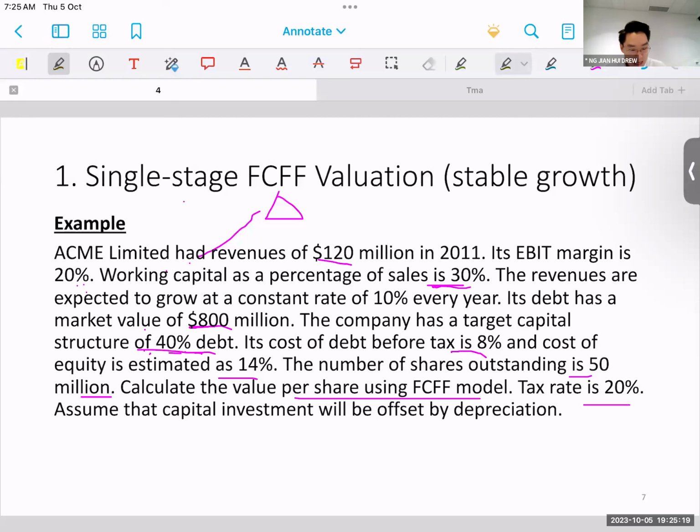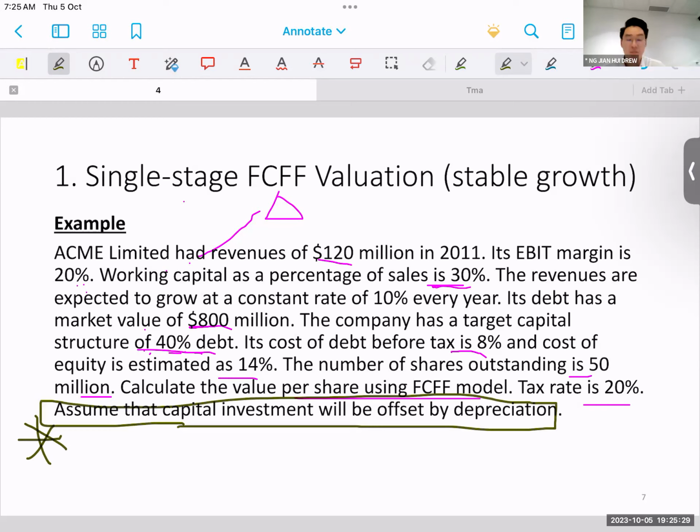And this last assumption is super important. I would like to put a big star here, that the capital investment will be offset by depreciation. So this is very important. It might not always be like this. Later there will be one more example where you see that the offsetting doesn't happen, but this is an important assumption, right? Because it will impact the NCS component of your FCFF. Okay, let's see how it's being done here.